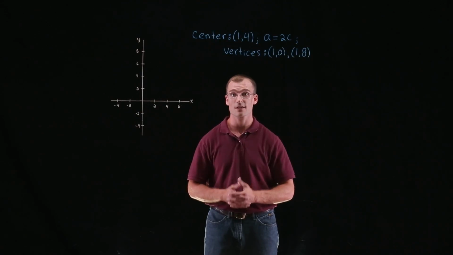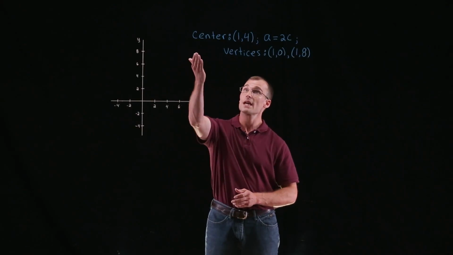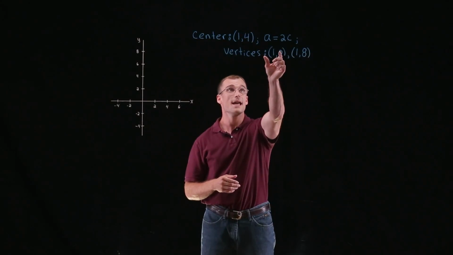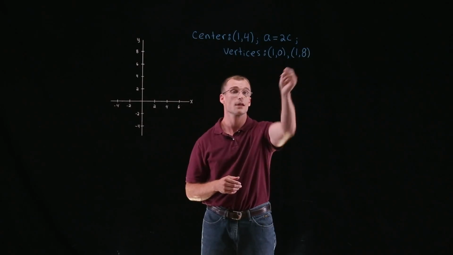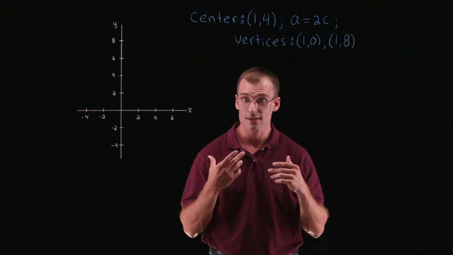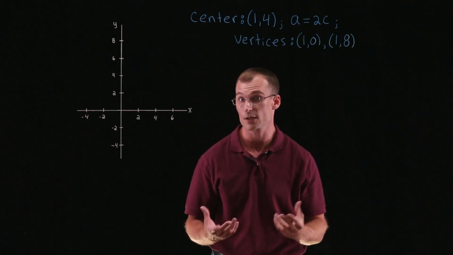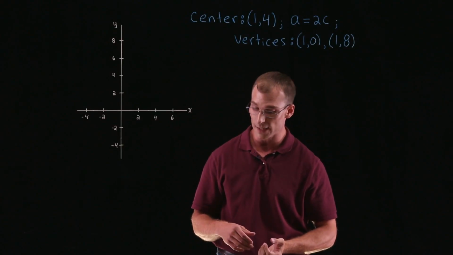In this problem, we're going to find the standard form of the equation of the ellipse with the given characteristics, where the center is at the point (1, 4), we have the relationship that a is equal to 2 times c, and our vertices are at the points (1, 0) and (1, 8). Now, we're not going to sketch the graph of the equation, but we are going to sketch some of these things just to visualize what we have, to help us see what sort of form the standard form of the equation will be in.